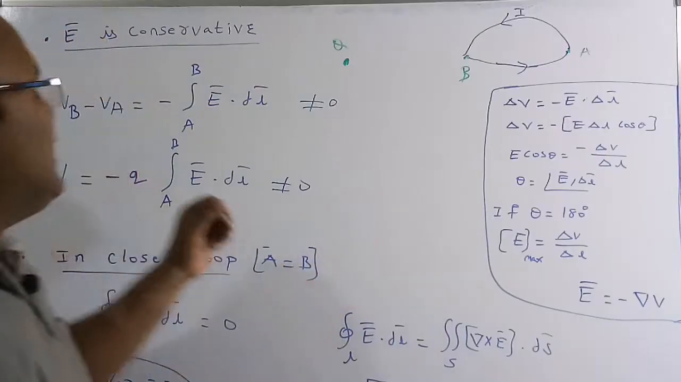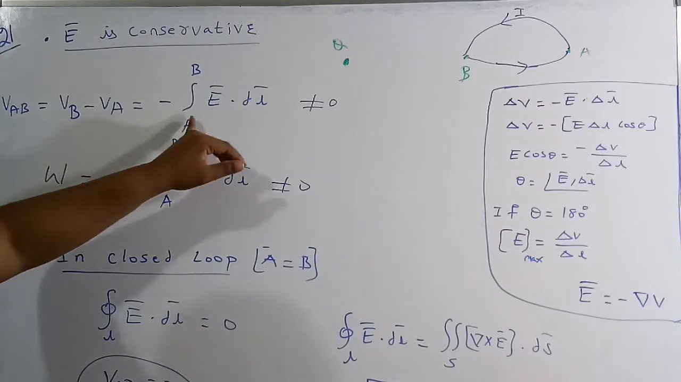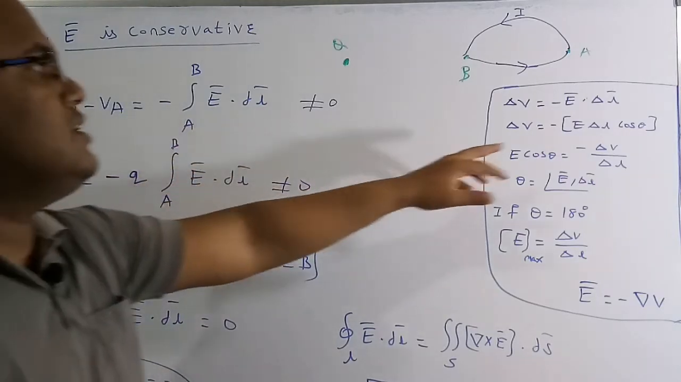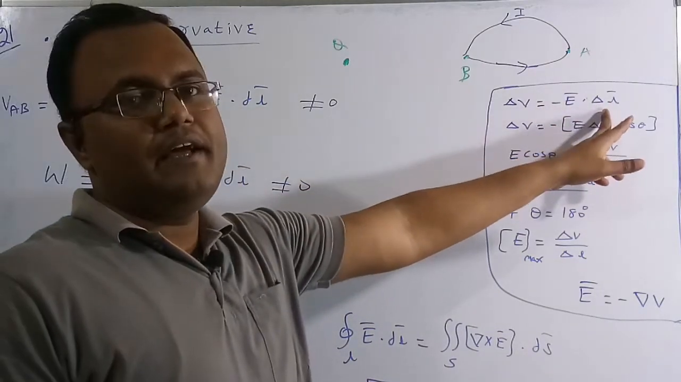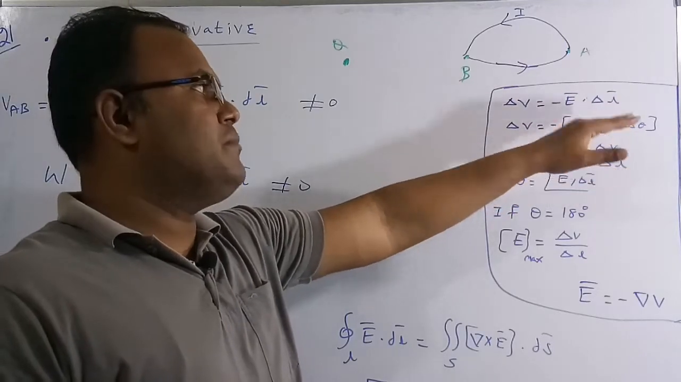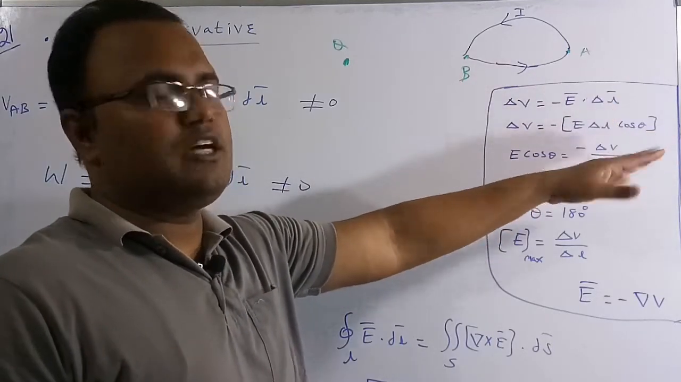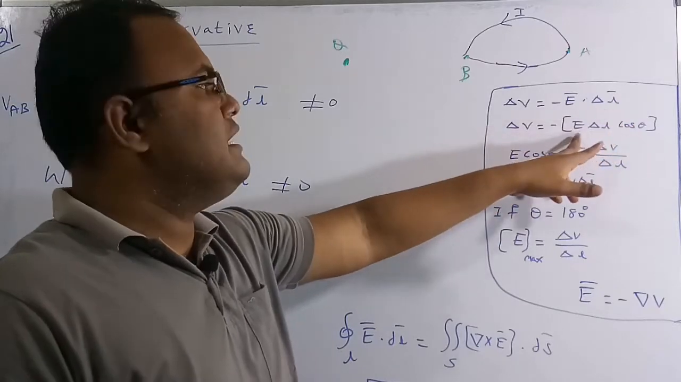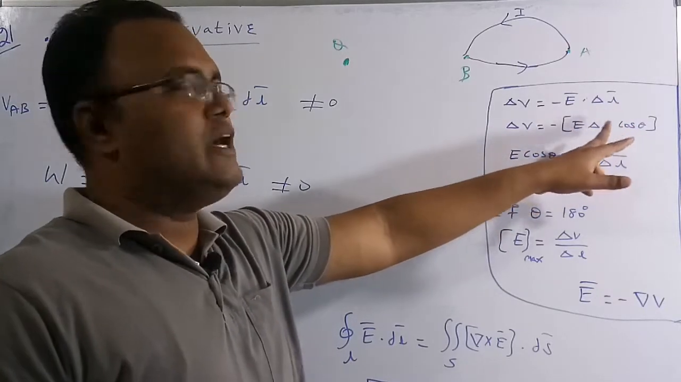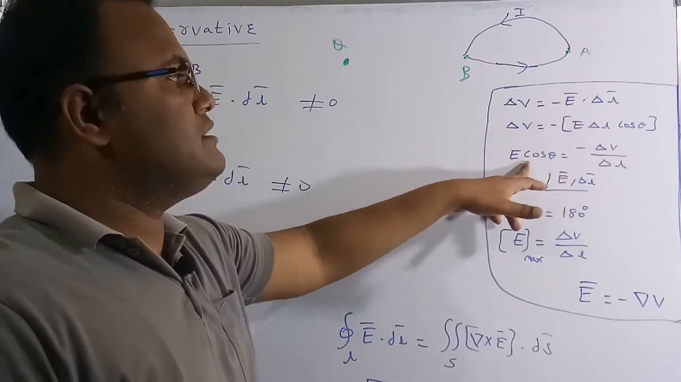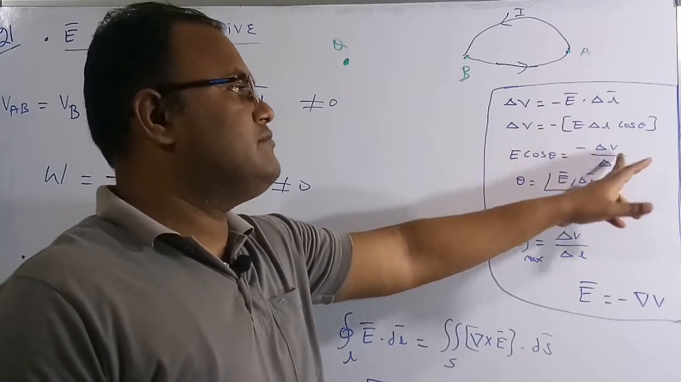Suppose I write this as delta V is equal to minus E bar dot delta L. See, A bar dot B bar is equal to mod of A into mod of B cos theta. So I expand it as E into delta L into cos theta, which gives E cos theta is equal to minus del V by del L.